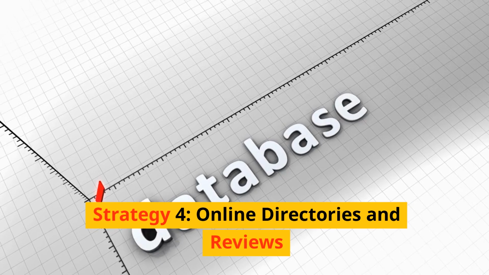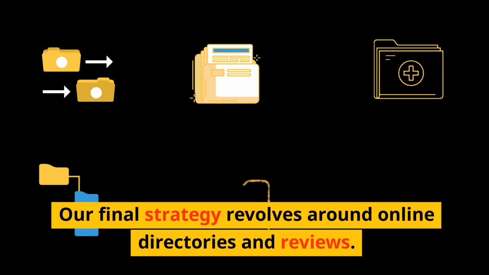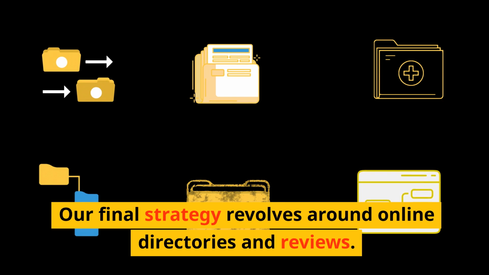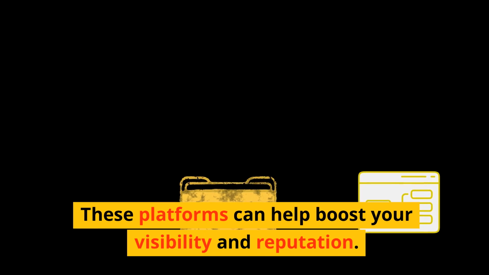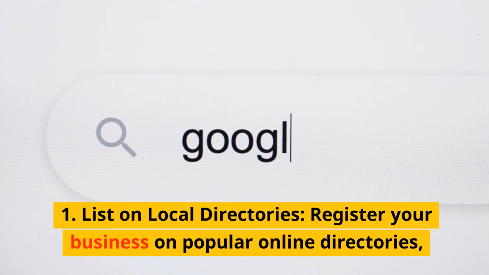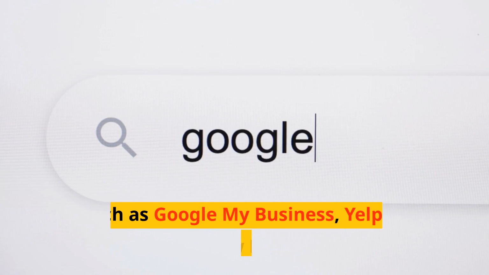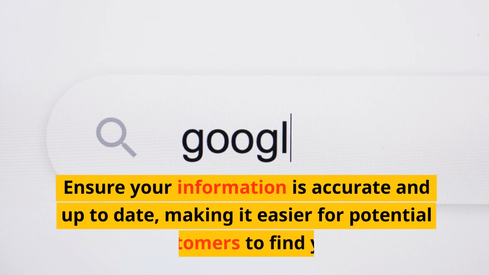Strategy 4. Online directories and reviews. Our final strategy revolves around online directories and reviews. These platforms can help boost your visibility and reputation. Here's how to make the most of them. 1. List on local directories. Register your business on popular online directories, such as Google My Business, Yelp, or Yellow Pages. Ensure your information is accurate and up to date, making it easier for potential customers to find you.